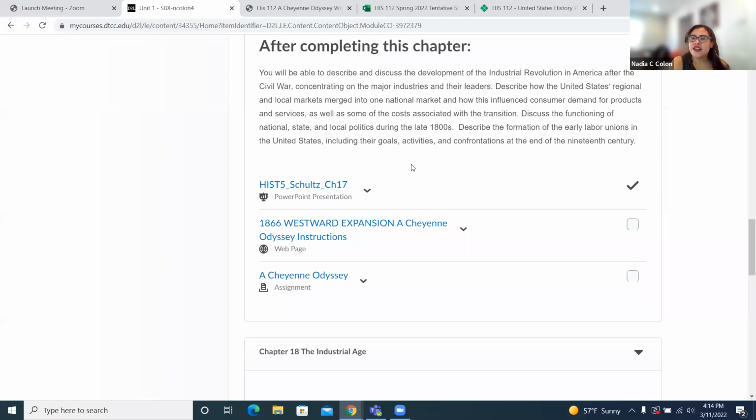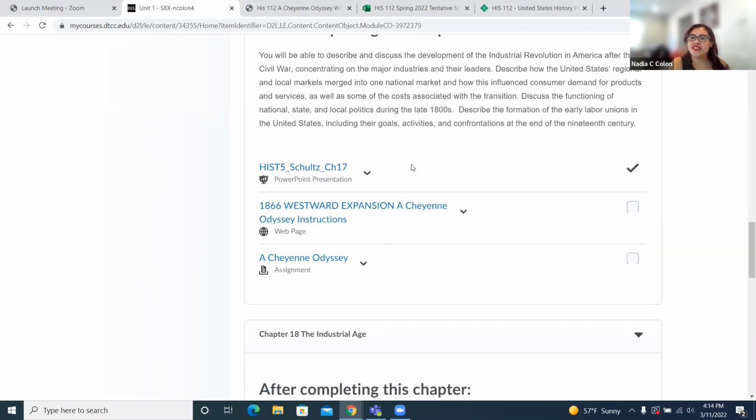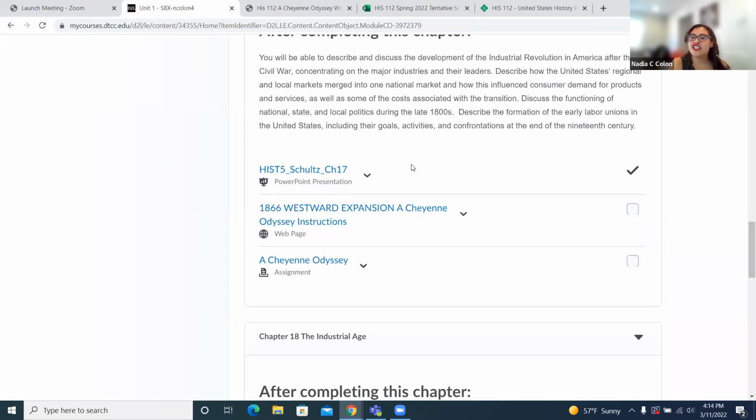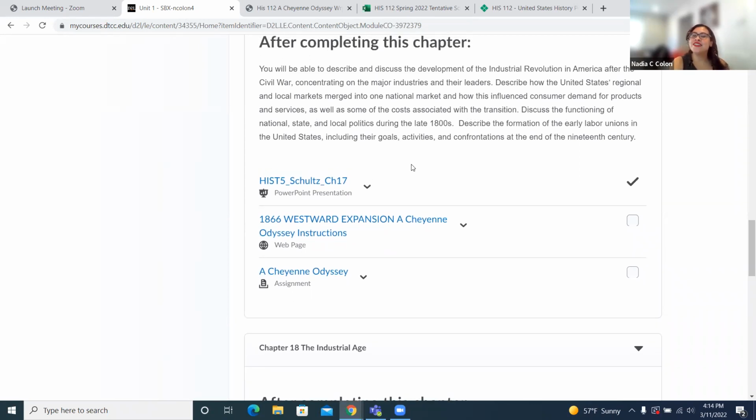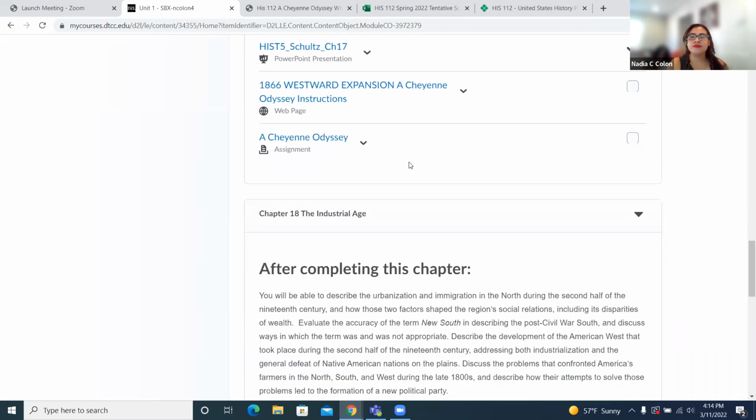Discuss the functioning of national, state, and local politics during the late 1800s, and be able to describe the formation of the early labor unions in the United States, including their goals, activities, and confrontations at the end of the 19th century. You will have this for each chapter.